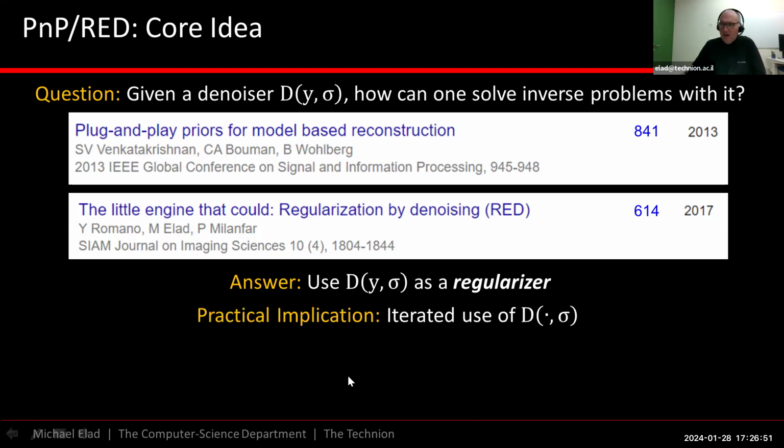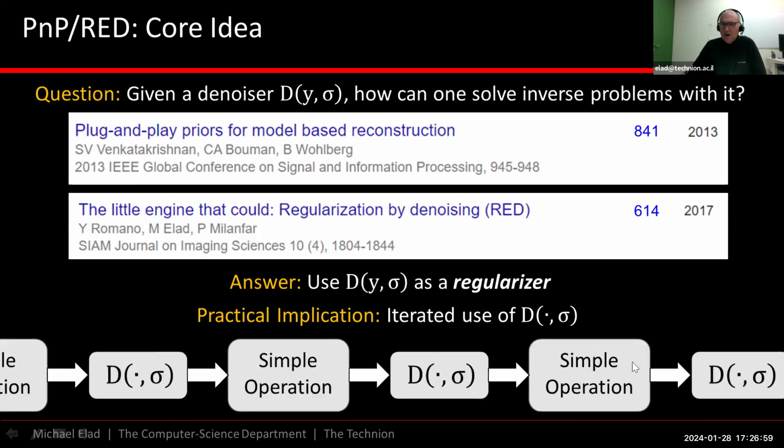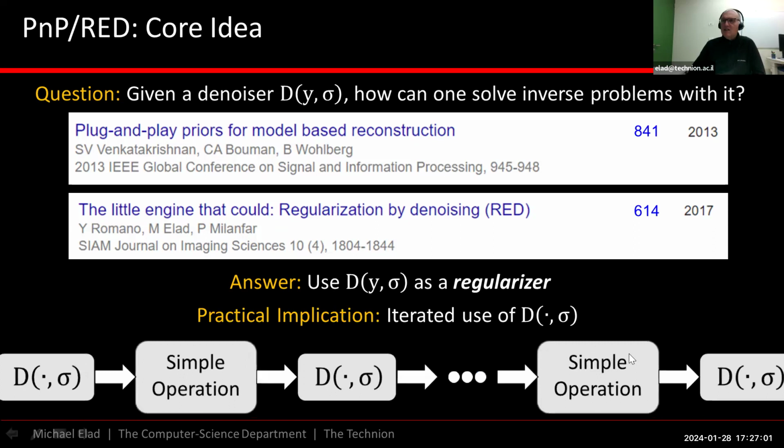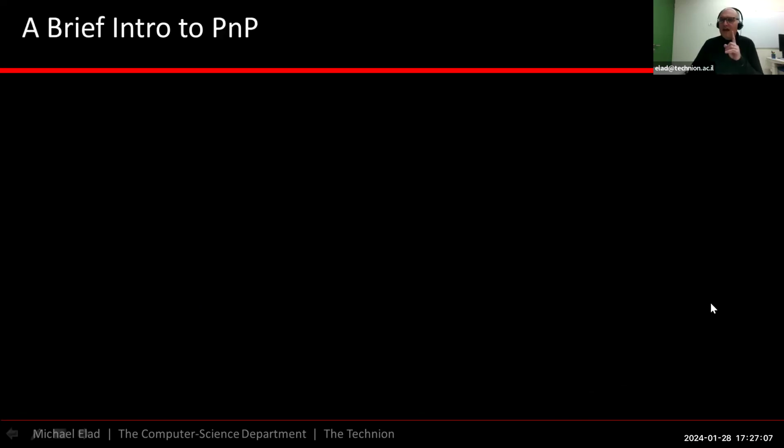And if you dive into the algorithm, it will look like this. You take your measurements Y, you do a simple operation, denoising. Simple operation, denoising. Keep doing it several dozens of times, and you end up with a MAP estimate. How does it work? Let me show you one slide on the plug-and-play to understand how it works.